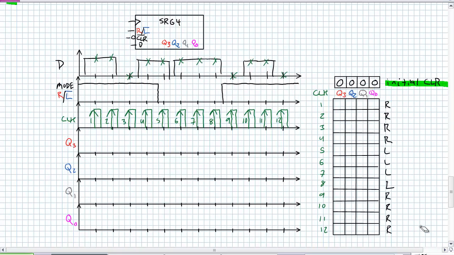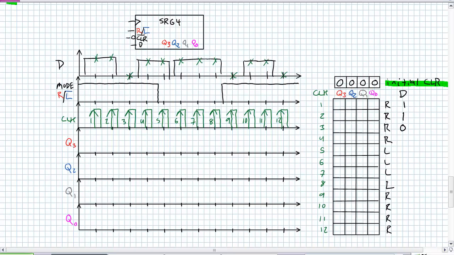So I've filled out my initial clear, I've filled out my modes. Additionally, look what I've done to the D inputs. I've gone ahead and sampled every single positive clock edge what that D value might be. And I can put that off to the side if you need to on your tabular format. At clock edge 1, D is a 1. At clock edge 2, D is a 1. At clock edge 3, D is a 0, so on and so forth, filling out the remainder of that column.